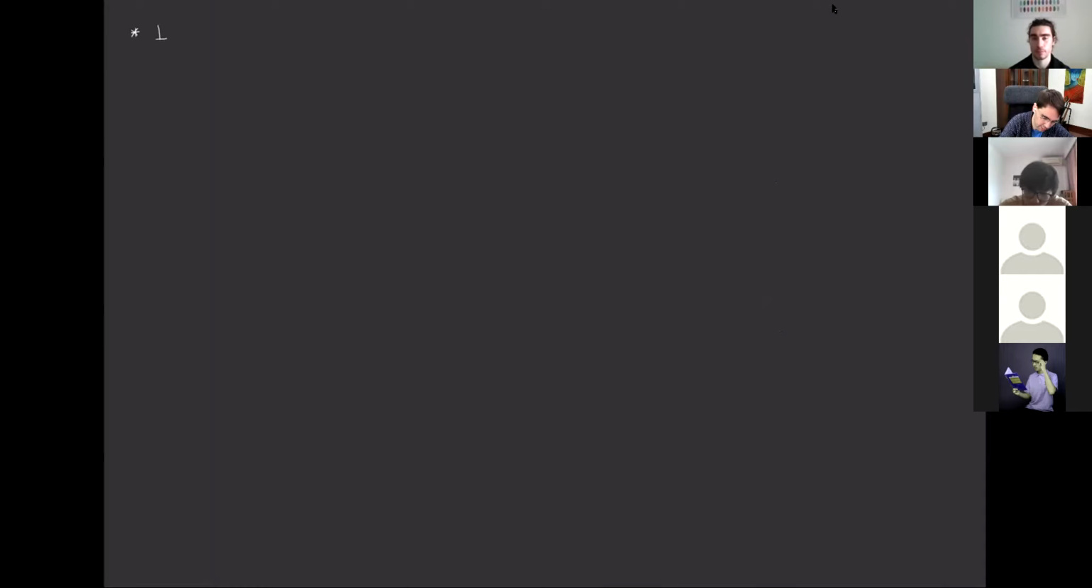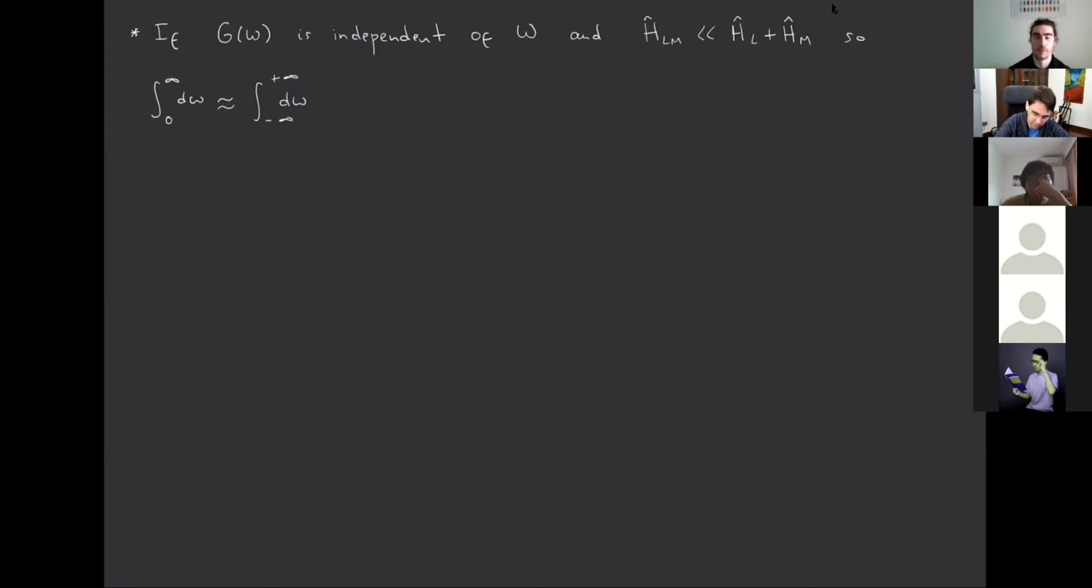So the first one is that if we can make the approximation that this spectral density that appears in the correlation function is independent of the frequency omega, and we also know that the light matter interaction is much smaller than the free Hamiltonian, then we can make the approximation that the integration can be extended to minus infinity in frequencies, okay?